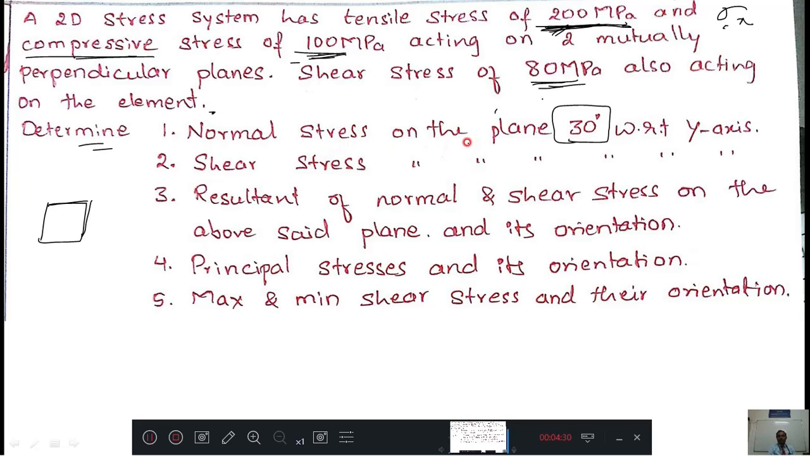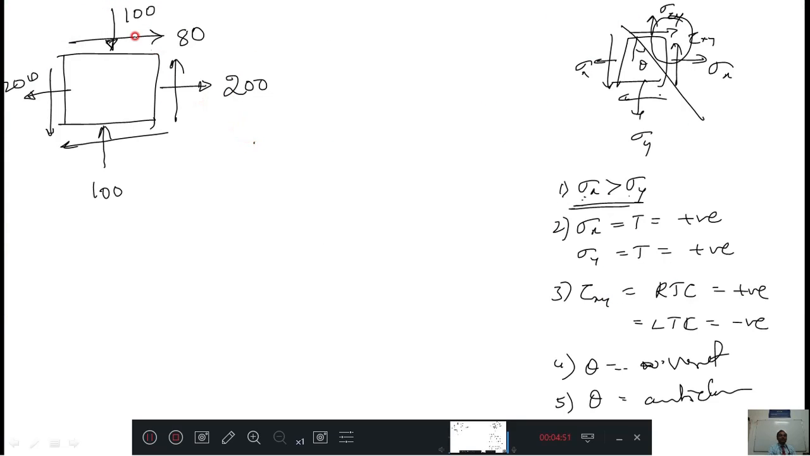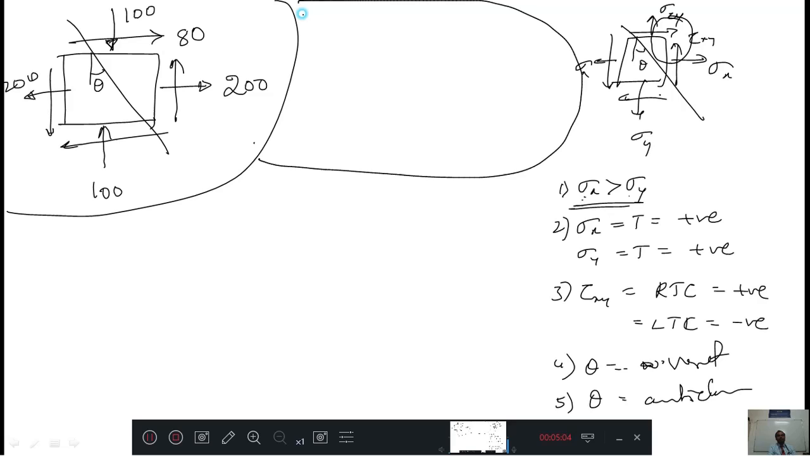And go back to the problem. Here the normal stress and shear stress they want on the plane at 30 degrees with respect to the y-axis. Okay, 30 degrees with respect to the y-axis. But whether it is clockwise or anti-clockwise, they did not tell. Therefore, I will consider anti-clockwise only because I want positive results, right? That's all. Then I will draw the plane of interest here. This is the plane of interest and this is your theta value. If you are able to write this diagram exactly, then nothing is there in this problem to solve. Here you call sigma x is 200 and sigma y is minus 100 and tau xy is 80 and theta is 30.